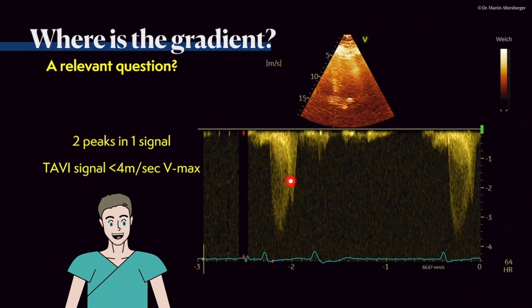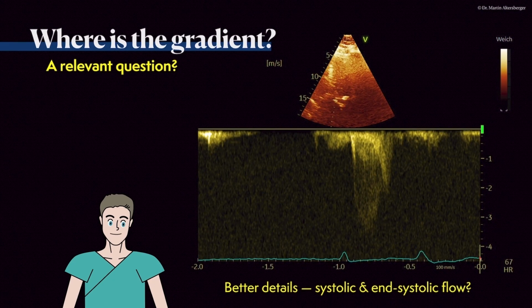This is more of a dagger-shaped signal. Here you can see it again. And this points towards an obstruction, an interventricular or LVOT obstruction. And when you even optimize the image, you see here again the TAVR gradient and here this second flow.